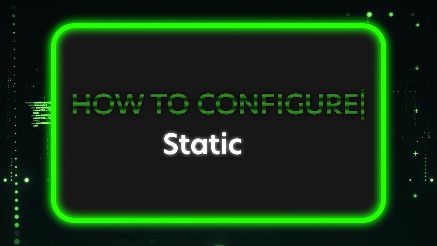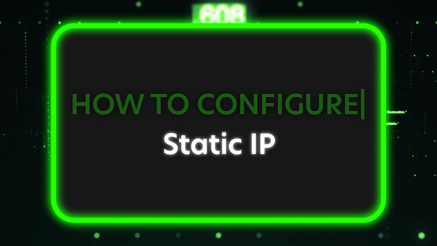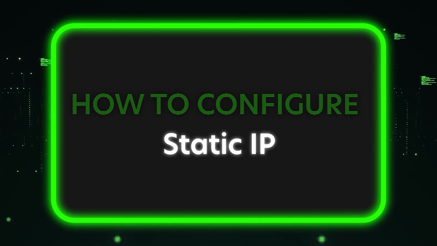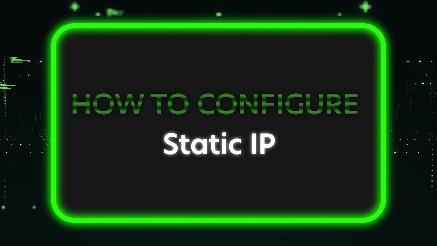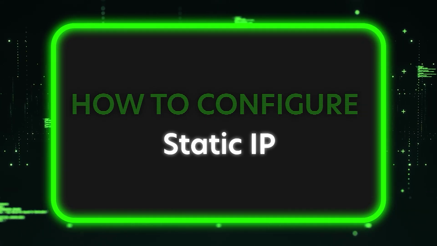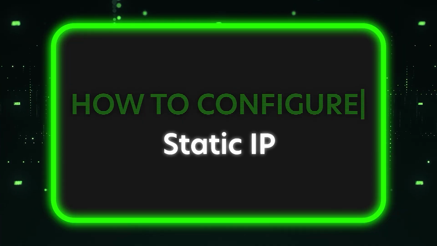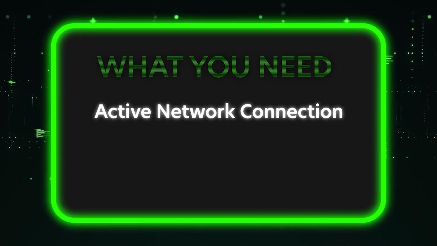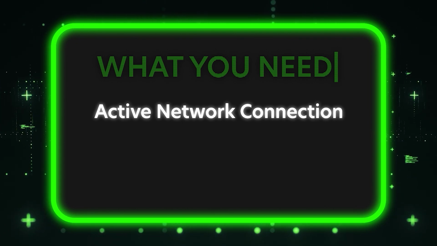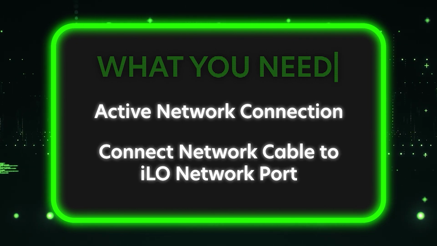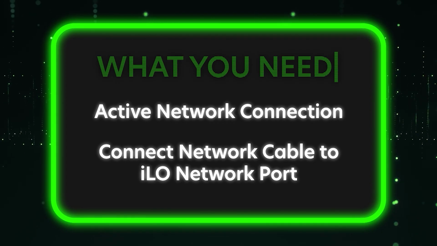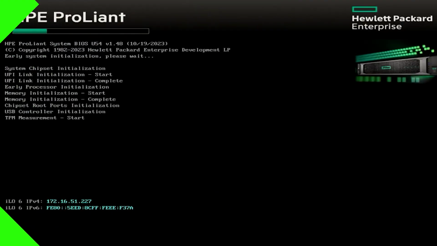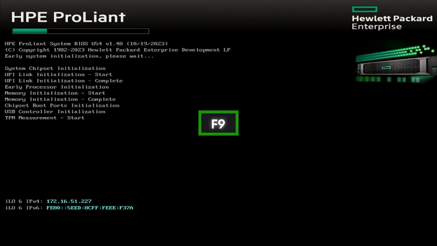All right, so now we're going to show you the second way to set up your IP address. We are going to set up an ILO static IP address, and it's going to be very, very similar as far as the beginning steps. We're going to configure this in the network ILO 6 settings. So you need to make sure that you have an active network connection. We need to make sure that we connect our network cable directly into the ILO network port. Turn your server on, and during the boot process, please press F9 to get into System Utilities.